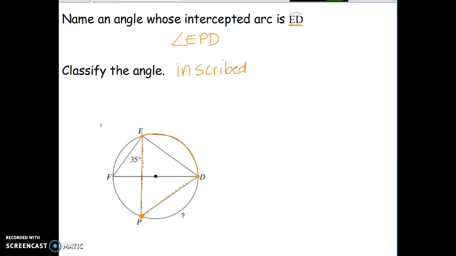But we also can see that there's another angle here that intercepts arc ED. So if we also follow ED back to this other point here, it's possible for more than one angle to intercept the same arc. So we can see that angle EFD also intercepts this arc. And this is also an inscribed angle because the vertex F is on the circle, not at the center.